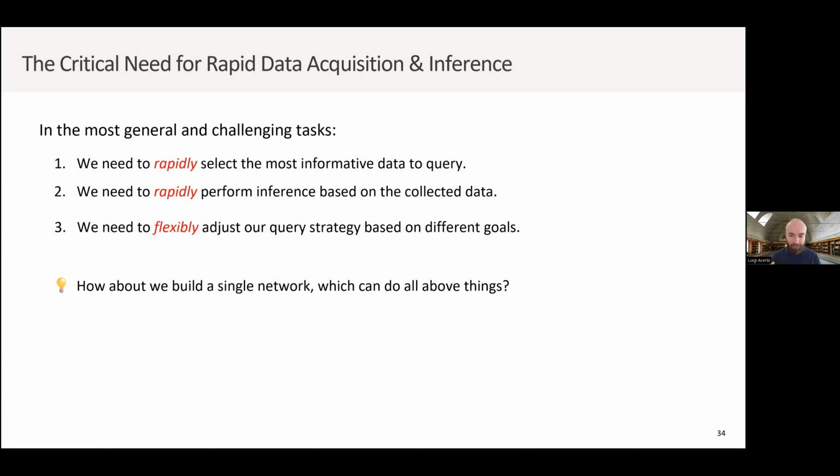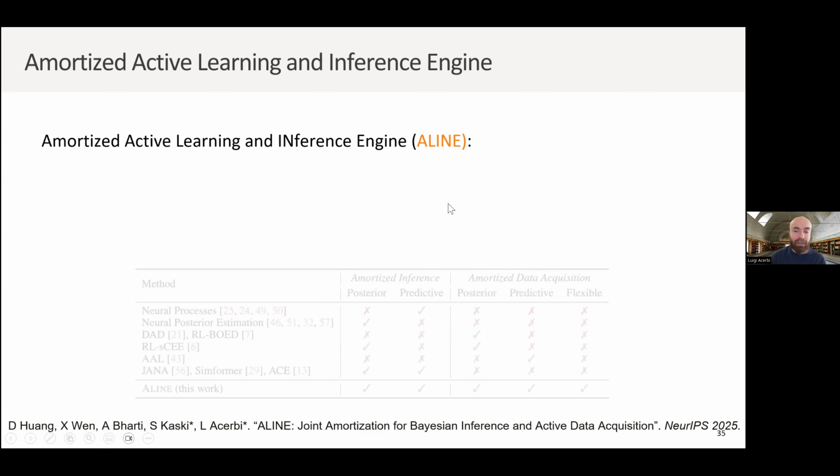And nicely enough, this might seem quite complex because these are actually different goals, but remember, transformers have this really nice property that you can throw multiple things at them. And that's essentially how the idea for this project and this paper, ALINE, started, this Amortized Active Learning and INference Engine. And again, this was recently accepted at NeurIPS as a spotlight.